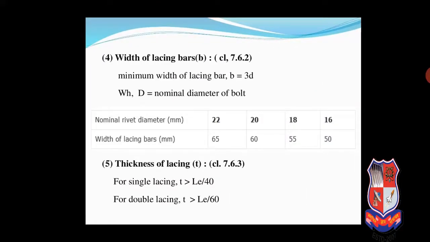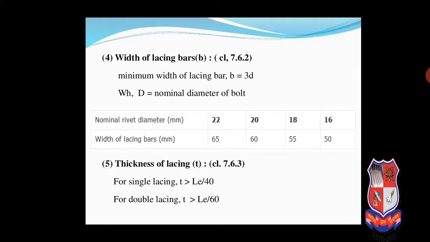Now the width of lacing bar. After calculating the effective length, we decide the width of the lacing bar. It's given in clause number 7.6.2. The minimum width of lacing bar, denoted by B, is equal to 3 times D. Now what is D? D is the nominal diameter of the bolt hole. So you have to decide whether to provide 22, 20, 18 or 16, depending on the number of bolts in your design criteria.